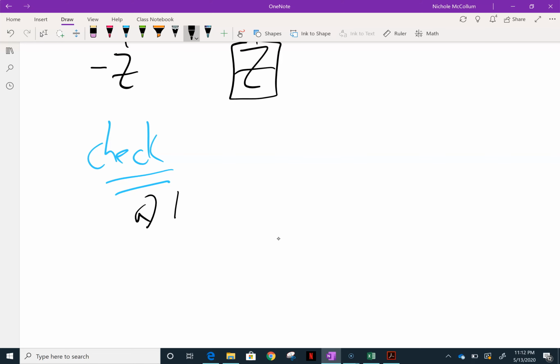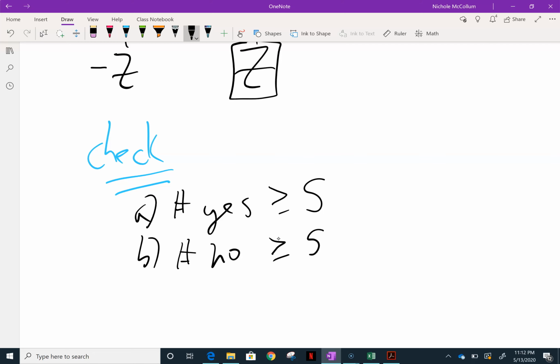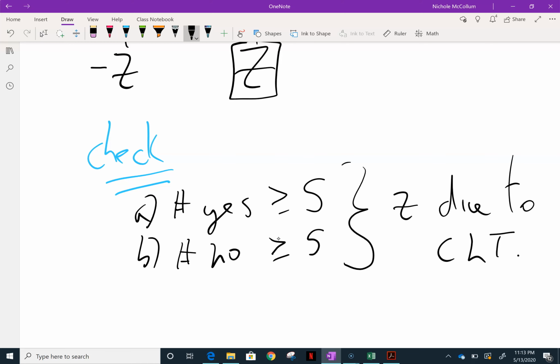One, we need the number of yeses to be greater than or equal to 5, and we need the number of people, part B, that say no to my question to be greater than or equal to 5. Why? Take advanced grad school statistics. For us, we just learned the bounds are 5 and 5. 5 yes, 5 no. Then for this distribution, we're allowed to use the Z due to the central limit theorem. The central limit theorem is awesome.